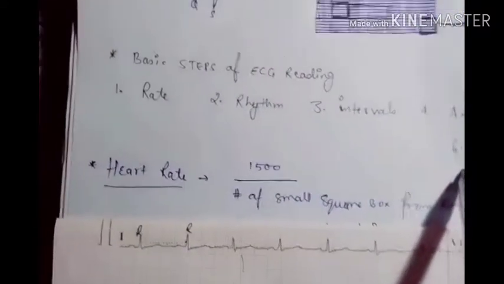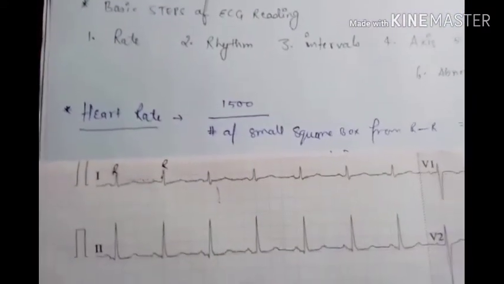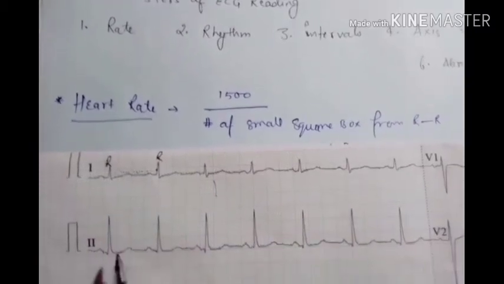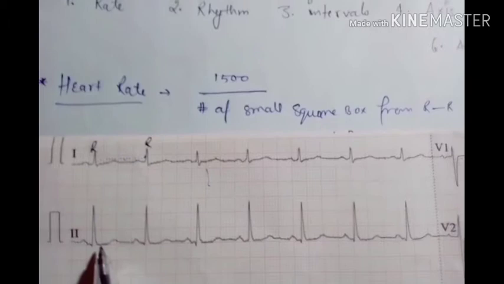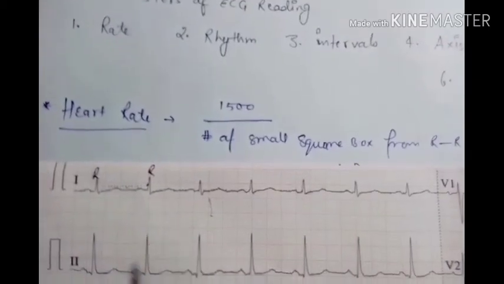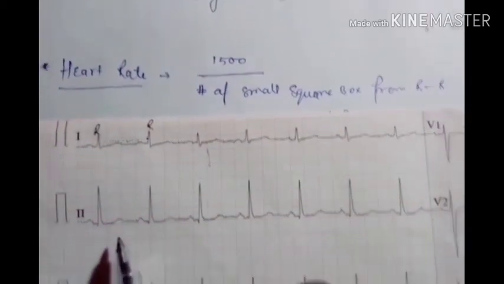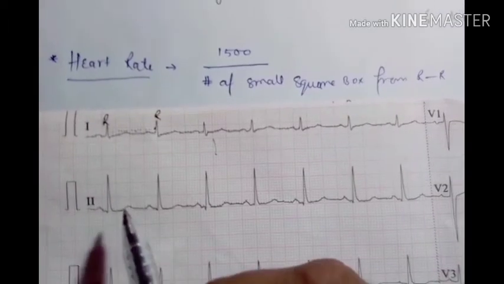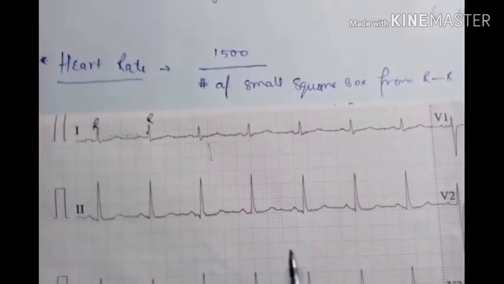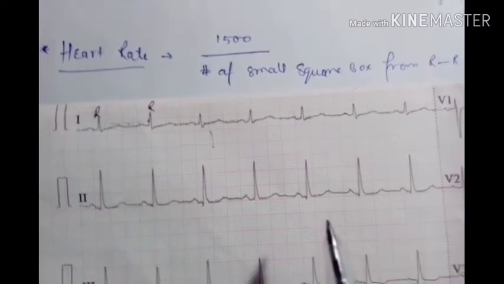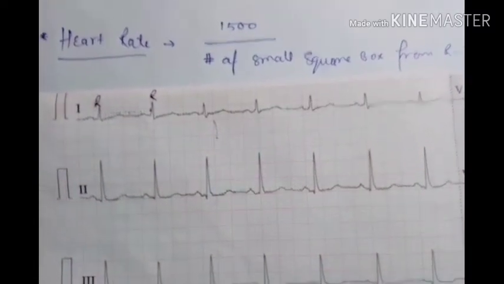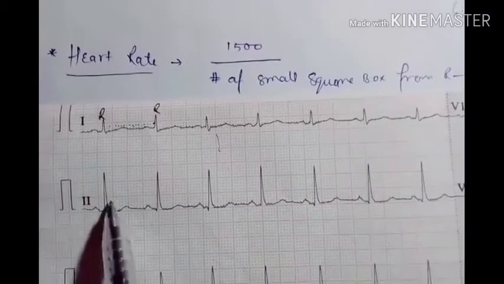So first we see rate, how to calculate the rate. We see the leads. We can see lead 1, 2, any one. Lead 2 is basically what we prefer, because the strip is very long, and we can see fully whatever abnormality is there, so we can easily find it. So here we see these are the boxes.